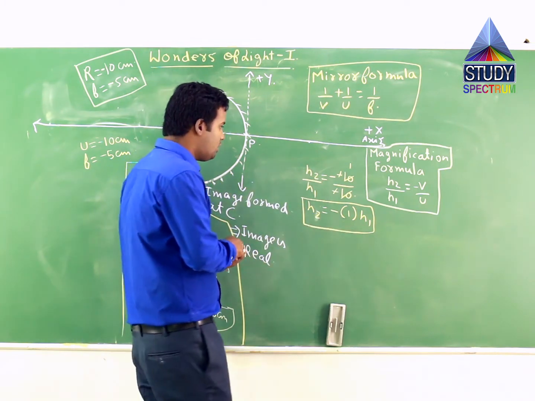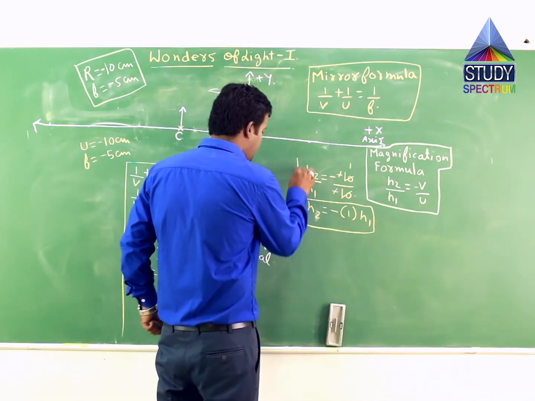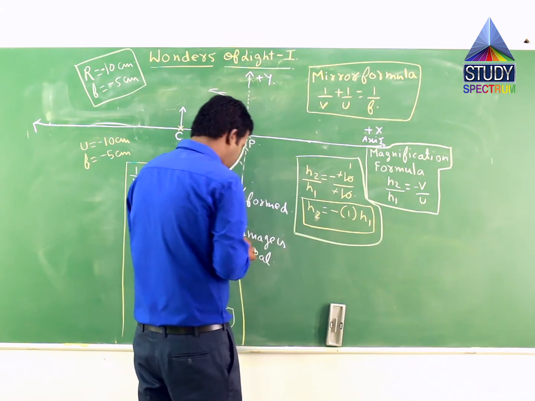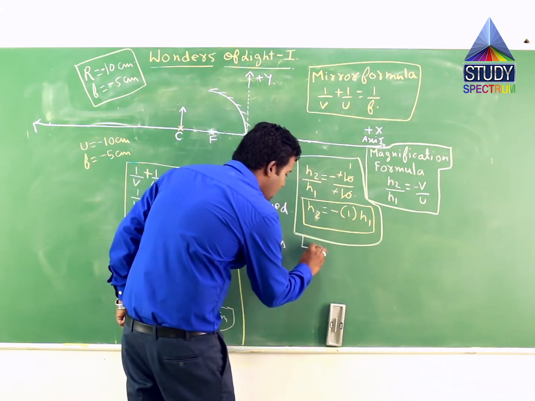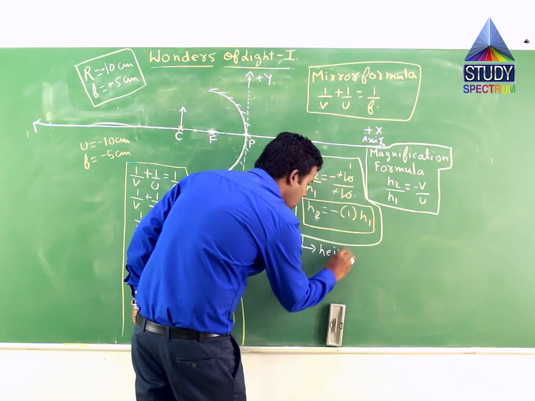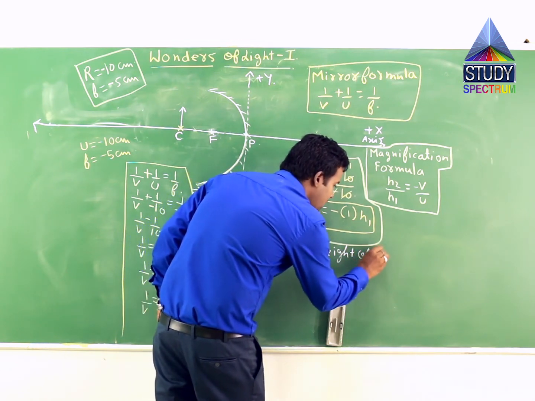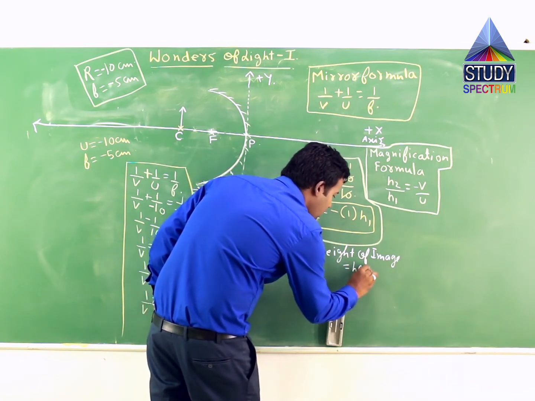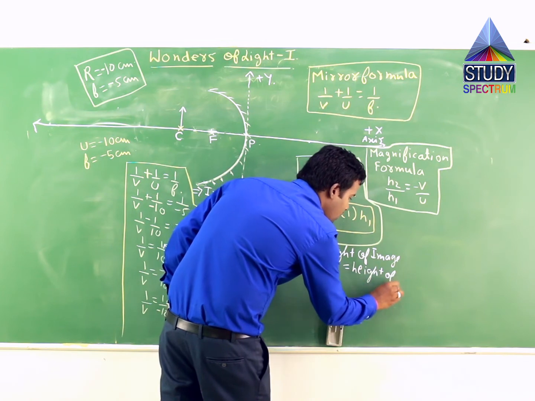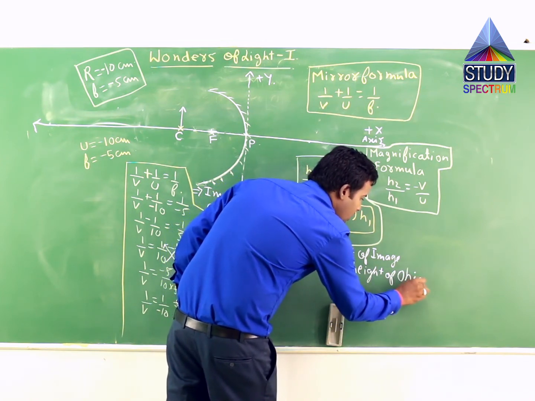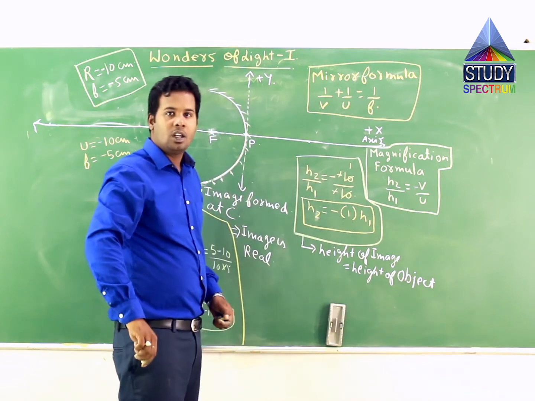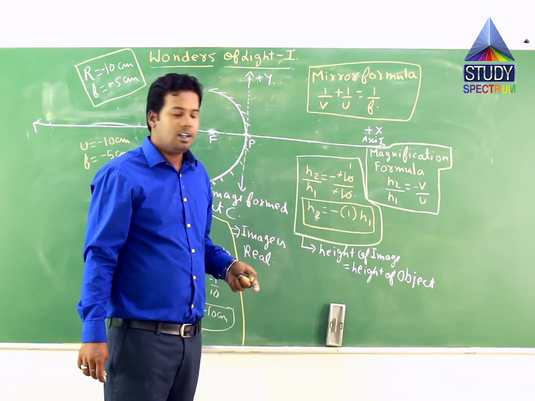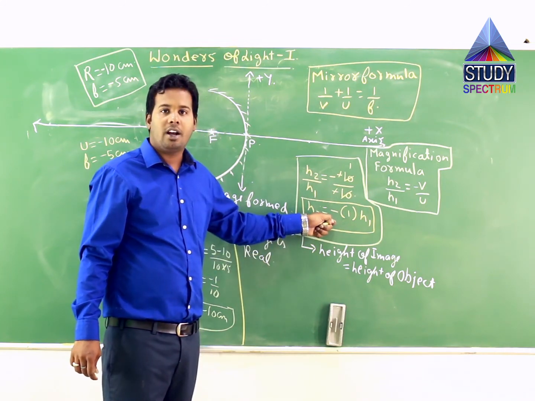So the very first result which we can write from this calculation using the mirror formula is height of image equal to height of object. Correct?